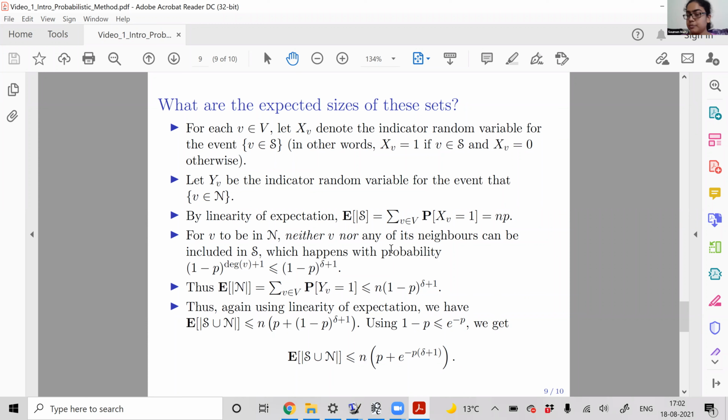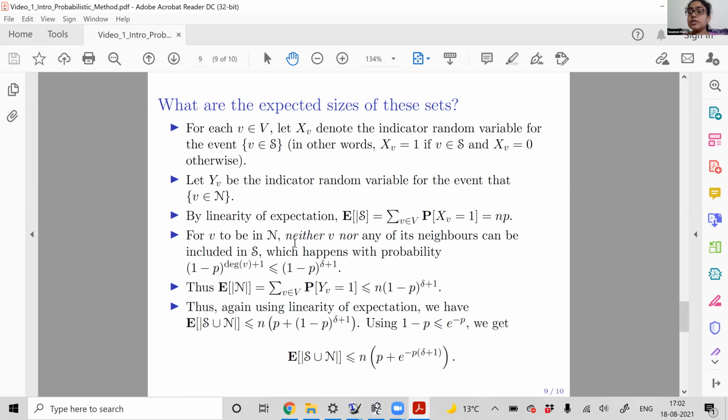So for V to be in N, neither V nor any of its neighbors can be included in script S, and this happens with probability (1 minus p) to the power deg V plus 1. This plus 1 comes because you also have to make sure that V itself is not in script S.